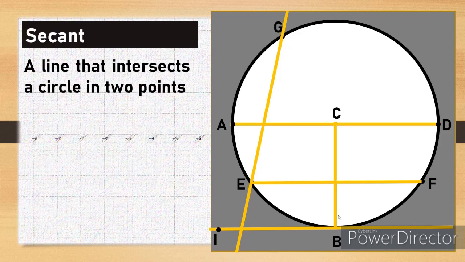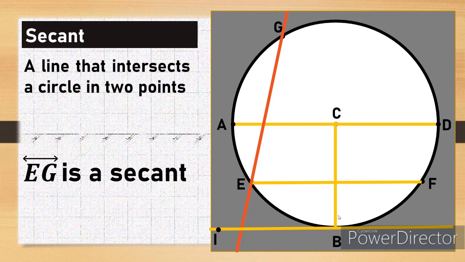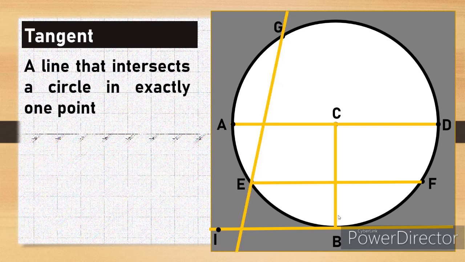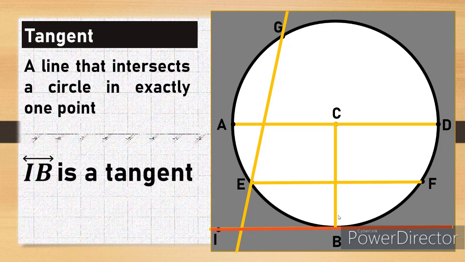Okay, we have secant, a line that intersects a circle in 2 points. So, in this illustration, we have line EG as a secant. We also have tangent, a line that intersects a circle in exactly 1 point. And in this illustration naman, we have line IB as a tangent.